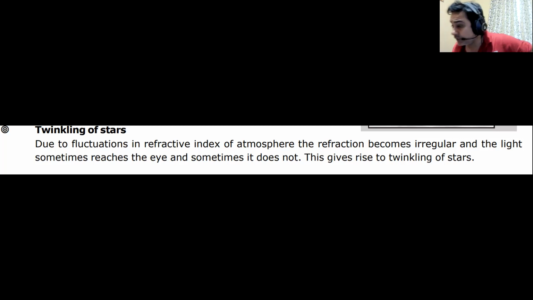So these are the two phenomena. Remember, whenever you get a question, what is the reason for twinkling of stars? You will get 3 or 4 options. The correct option would definitely be refraction of light and difference in the refractive index, or fluctuation in the refractive index. Shall I move ahead?